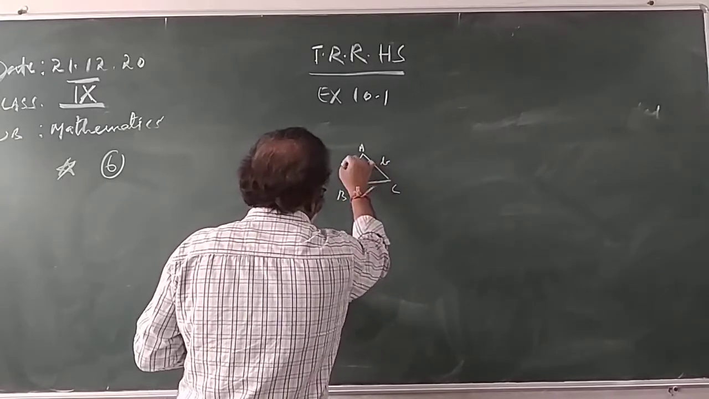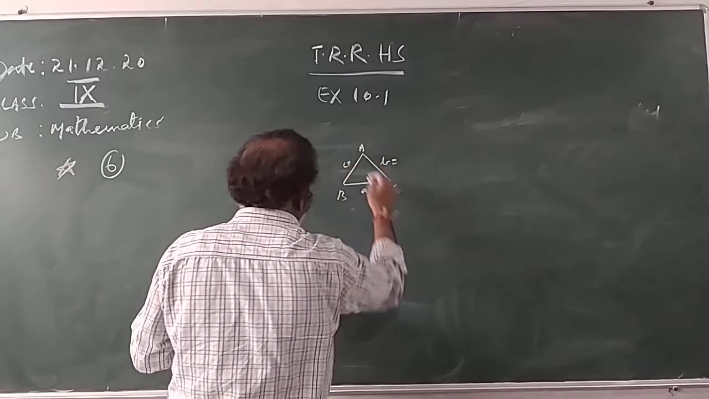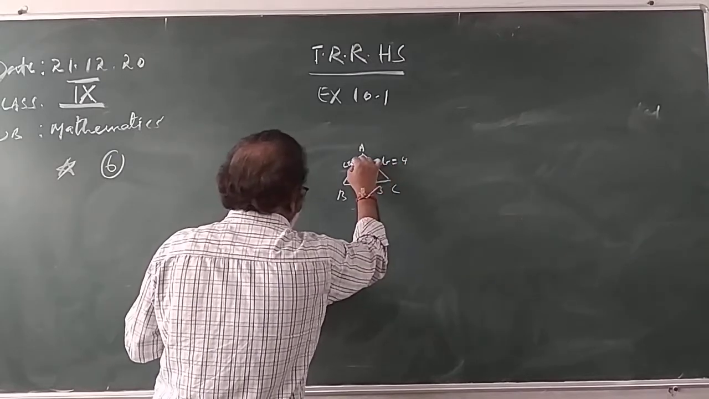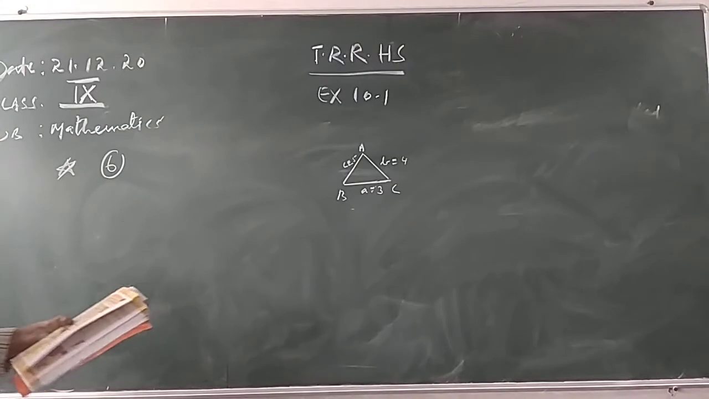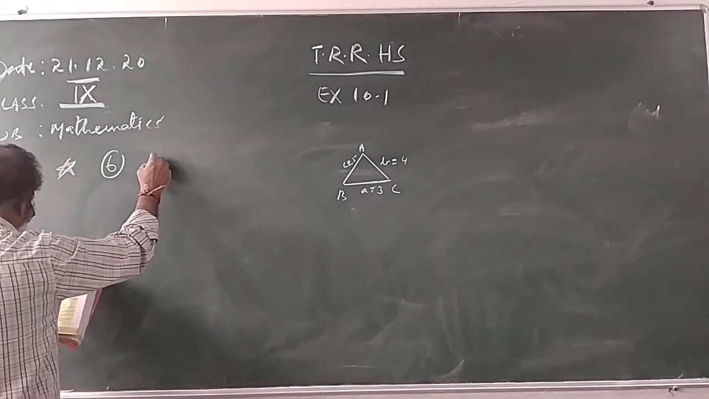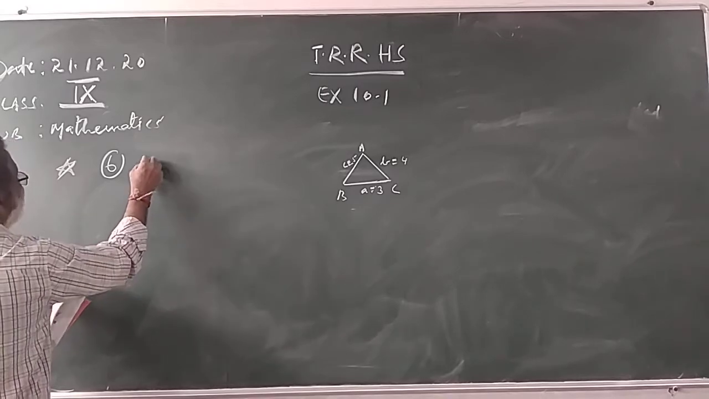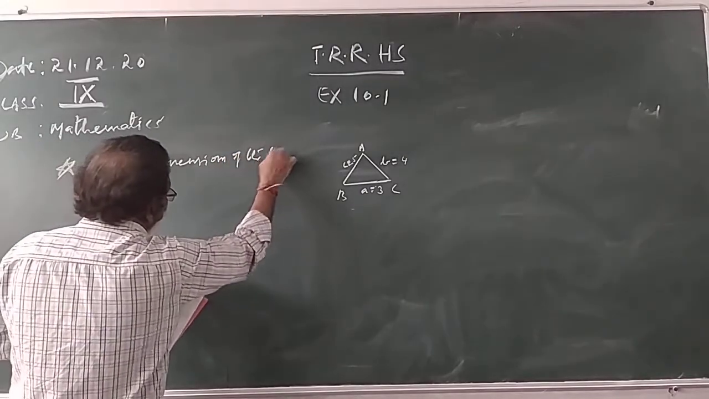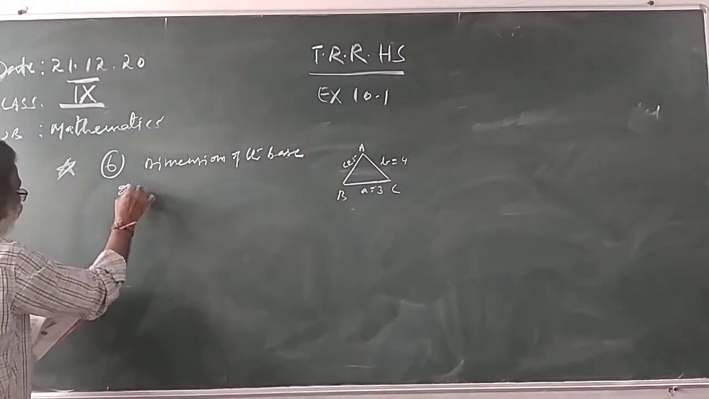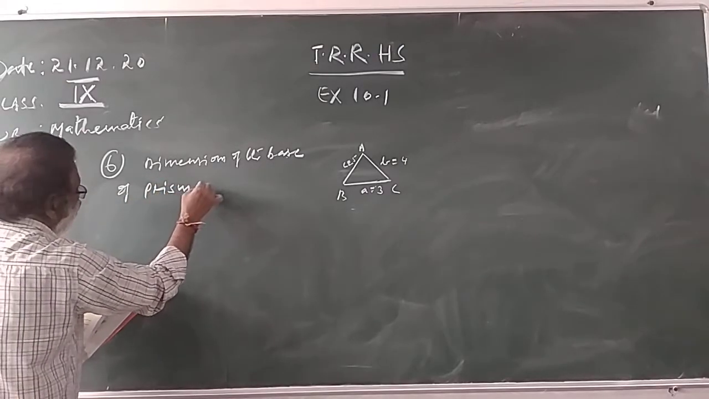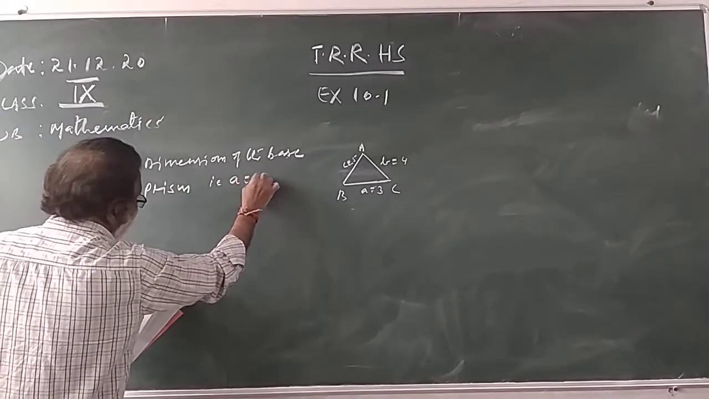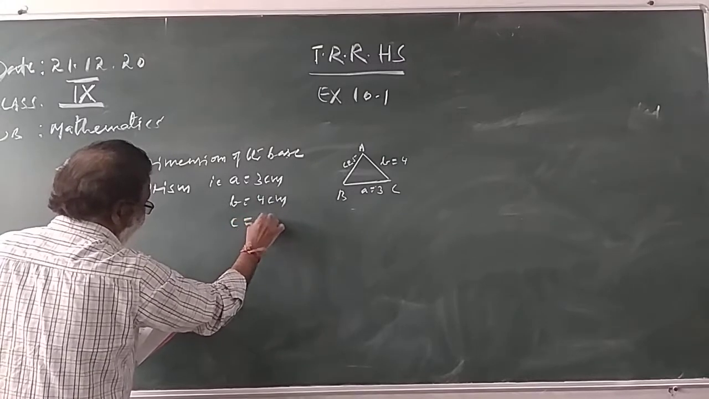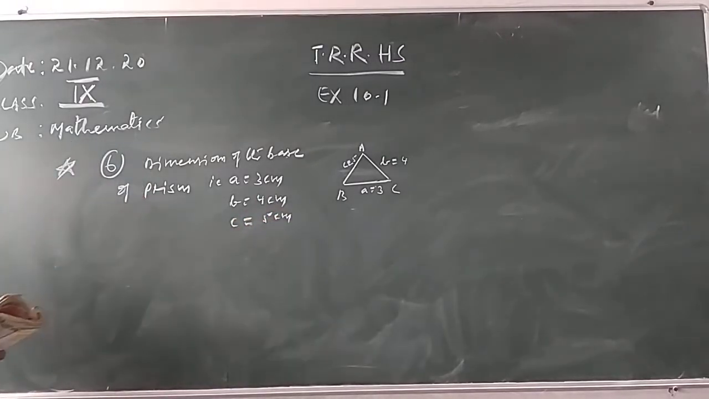We have 3 sides. What is given? A is equal to 3 centimeters, B is equal to 4 centimeters, C is equal to 5 centimeters. Here all 3 sides of the triangle are given. So the dimensions of the base of the prism, which is triangular in shape, are A equal to 3 centimeters, B equal to 4 centimeters, C equal to 5 centimeters. These are all the 3 sides of the base.